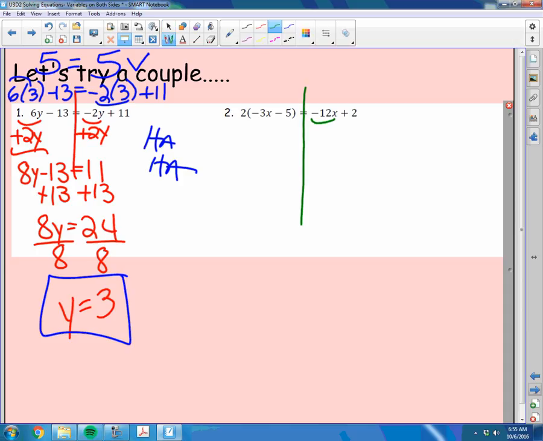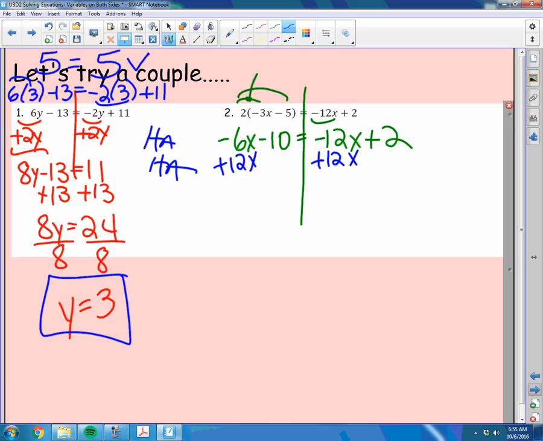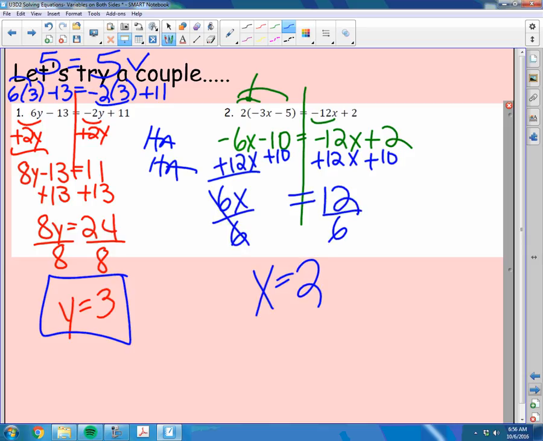On the other side, line. Now, on this side, we have parentheses. We need to get rid of those parentheses through distribution, so let's do that first. -6x minus 10 equals -12x plus 2. Now we begin to move things. Plus 12x, plus 12x. This gets me 6x. I'm going to go ahead and move the 10 to the other side. That gets me 12. Equal sign stays where it is. Divide both sides by 6, and x equals 2.